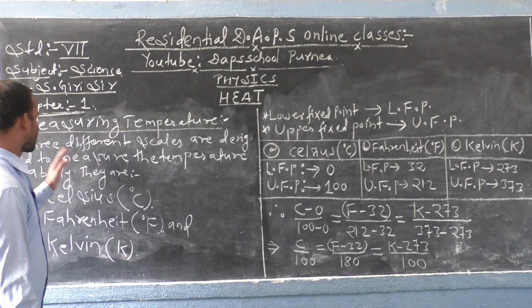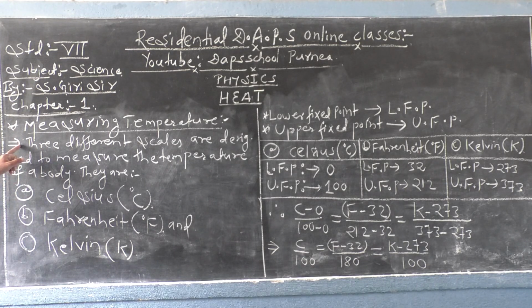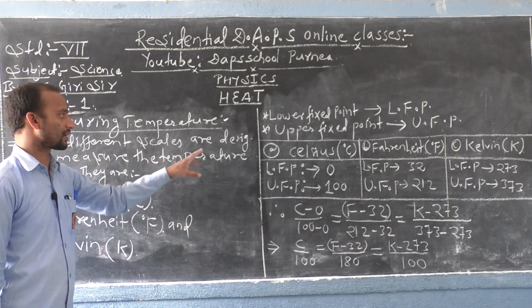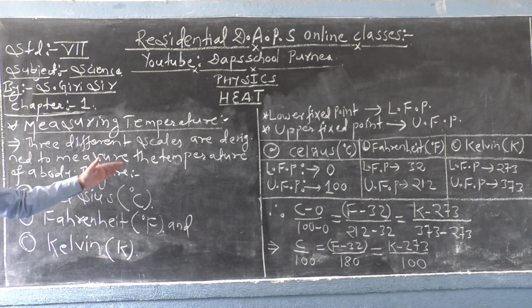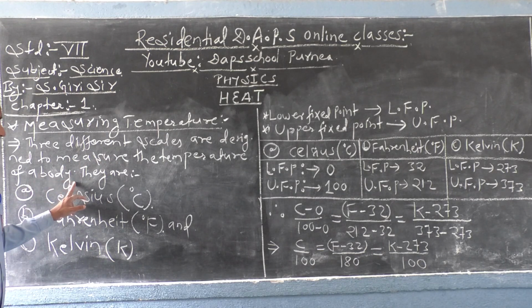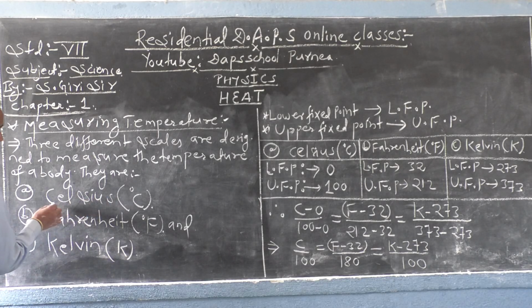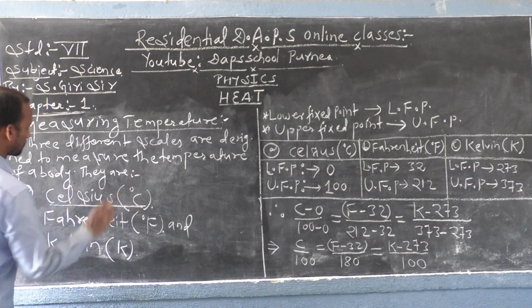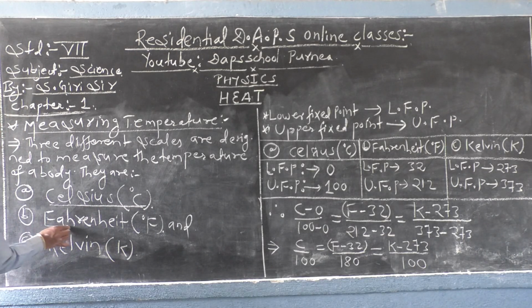So dear student, now it is time to discuss how to measure the temperature of a body. I told you earlier that three different scales have been designed to measure the temperature of a body. Number one, you can measure the temperature of any body in the Celsius scale. Number two, in the Fahrenheit scale. Number three, in the Kelvin scale.